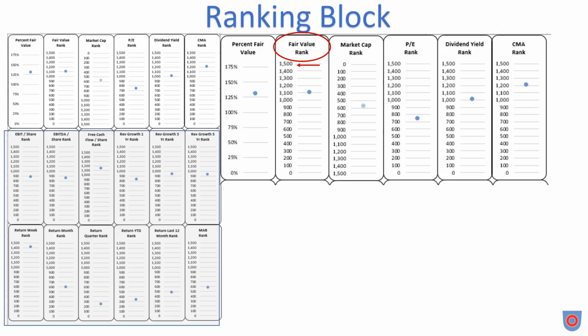Most of the sliders are self-explanatory, such as PE rank and dividend yield rank. The CMA rank is the Investment Strategy Network classification of core, market, or aspirational. A stock receiving a ranking closer to the top of the slider would be considered aspirational. A ranking near the middle would be considered market, and those closer to the lower portion of the slider are considered core.